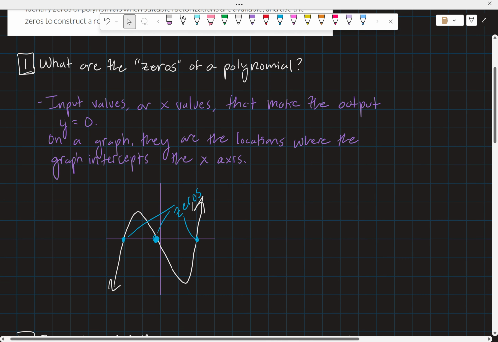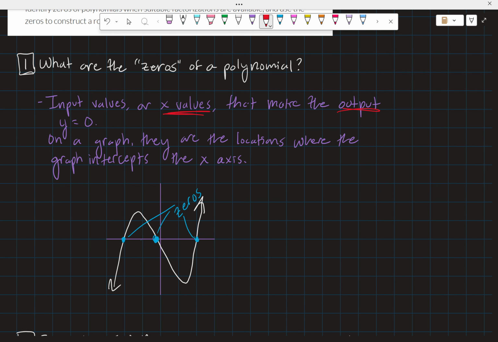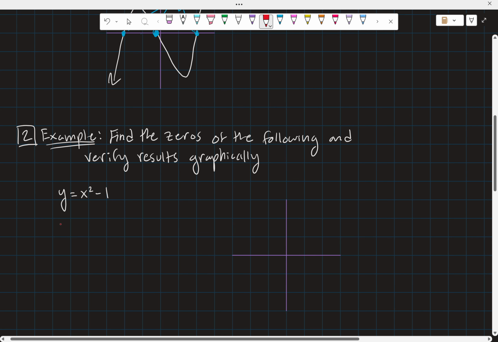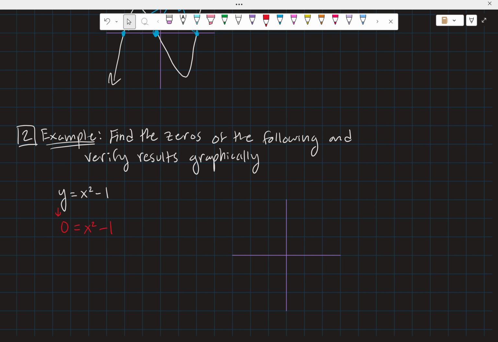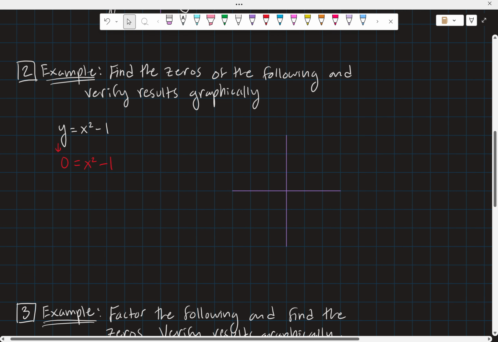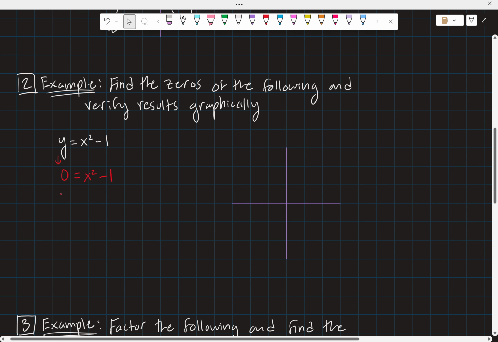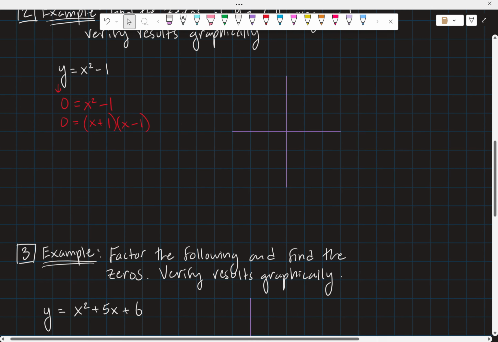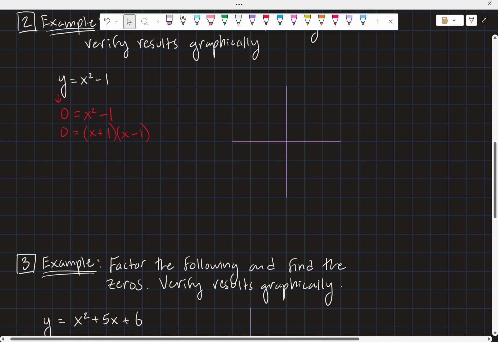As we can see again up here, zeros are our x values that make the output y equal to 0. So we need to plug in 0 for our y, and that's really easy. So 0 is equal to x squared minus 1. All right, so how do we solve from here? We're going to have to factor this. And again, we already know how to do this. X squared minus 1 is a difference of squares, so we're going to have x plus 1, x minus 1 in our factoring.